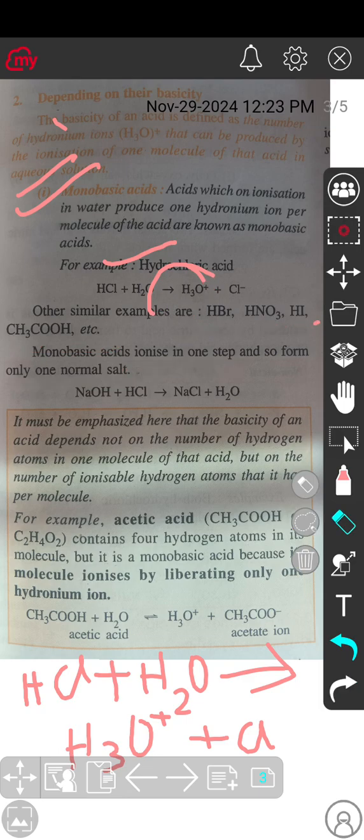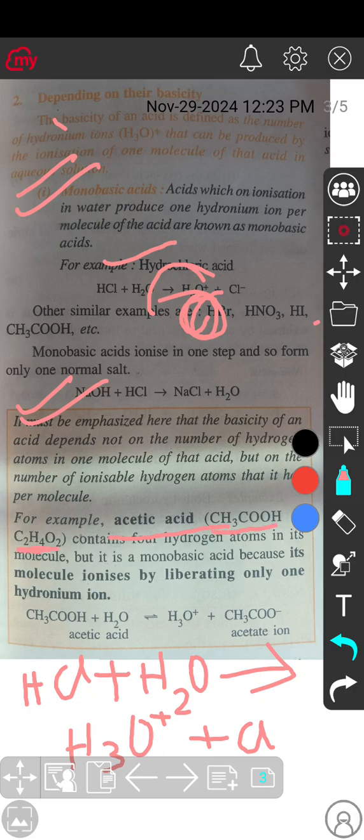Now, this note is important. The basicity does not depend on the number of hydrogen atoms per molecule, but it depends on the number of ionizable hydrogen atoms. Like in this HCl, there was only one ionizable hydrogen. For example, you can see acetic acid. There are four hydrogen atoms, but the ionizable hydrogen is only one. So it is a monobasic acid.